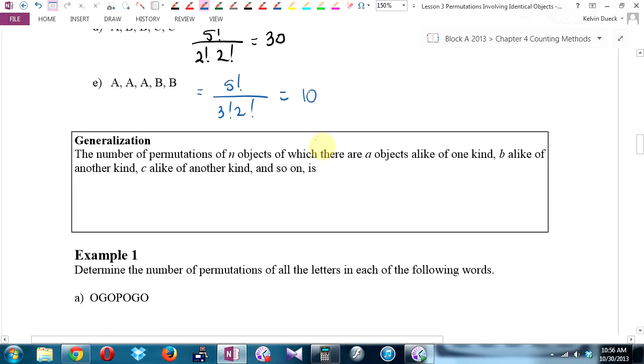So here, Caitlin, is our generic rule, and this is, I think, rule 4 on your formula sheet. If you have permutations of n objects where A of them are alike of one kind, and B of them are alike of another kind, and C of them are alike of another kind, etc., the answer is n factorial divided by A factorial, B factorial, C factorial, etc.